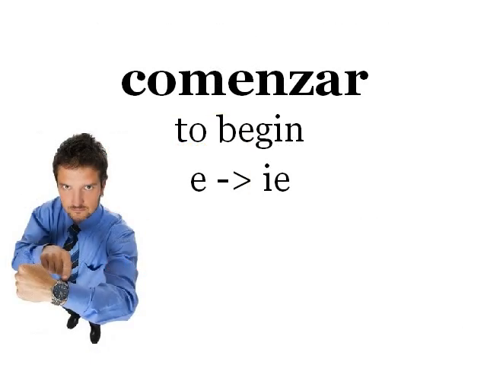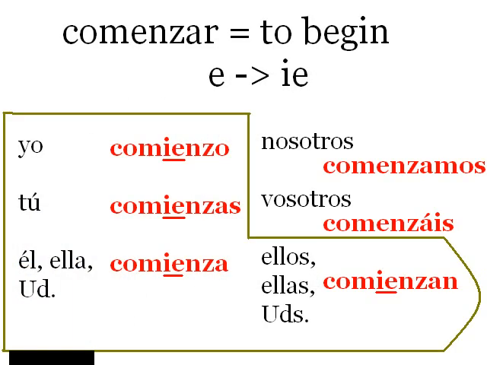Comenzar. To begin. Repita. Comenzar. As you can see, this verb is a synonym for empezar. El partido comienza a las 3. The game begins at 3 o'clock. Yo comienzo. Tú comienzas. Él, ella, usted comienza. Nosotros comenzamos. Vosotros comenzáis. Ellos, ellas, ustedes comienzan.